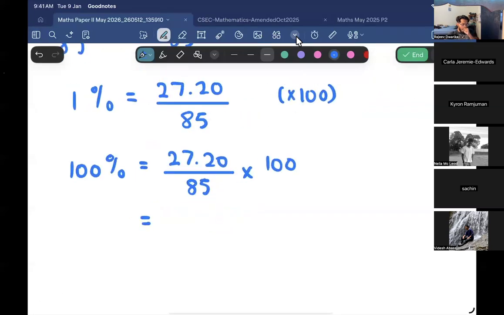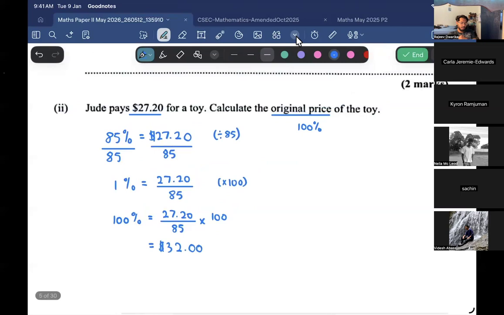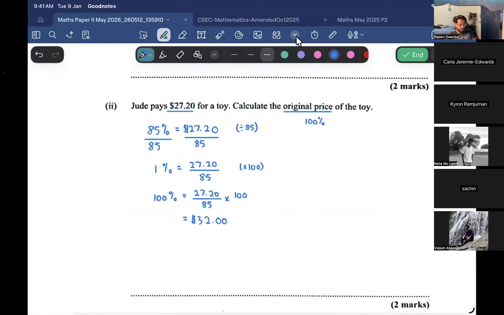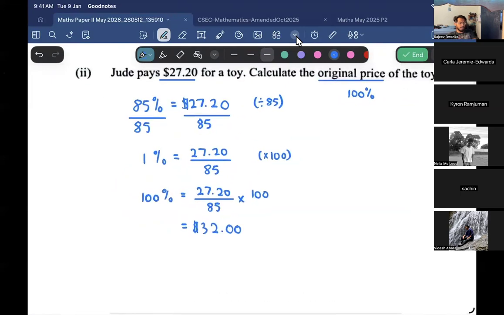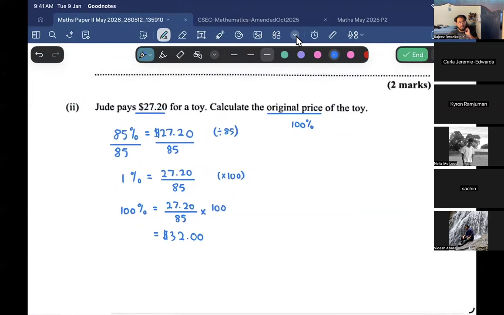$32. Exactly 32. All right, cool. And you're dealing with money, so you should put the .00. Don't just put 32, guys. Do not just put 32. 32.00. You're dealing with money. Anybody think they could explain to me how I did this question? Anybody feel like they can explain it?